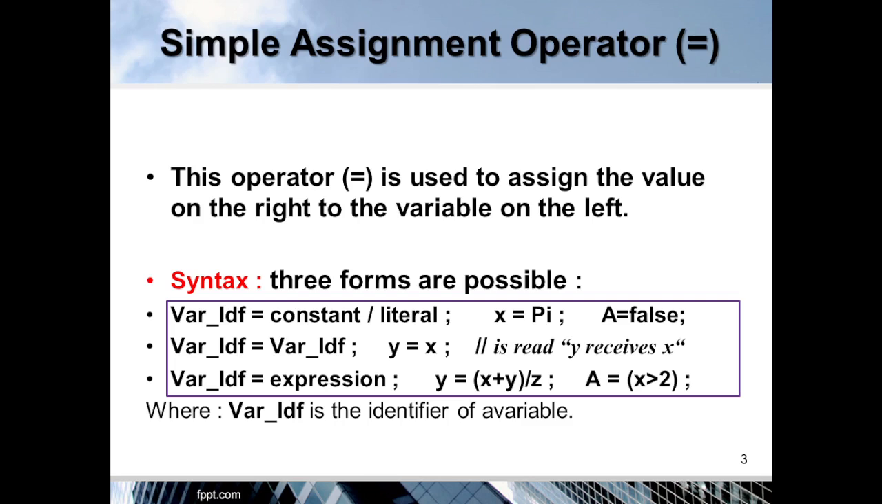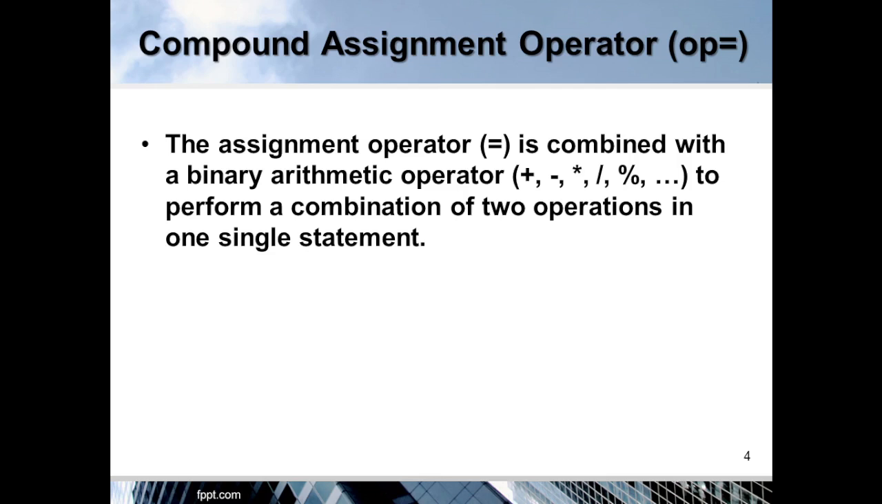Okay. The third writing is to write a variable receives expression. For example, y receives x plus y by z, or a receives a Boolean expression x greater than 2. Okay. So في كل حالة كما قلت، فعلى اليمين القيمة اللي حتكون عندك ستوضع في المتغير الموجود على اليسار. Be careful, always on the left we have only a variable, but on the right we can have a constant, a value, a literal, another variable, or an expression. Okay? Let's go now to the compound assignment operator.